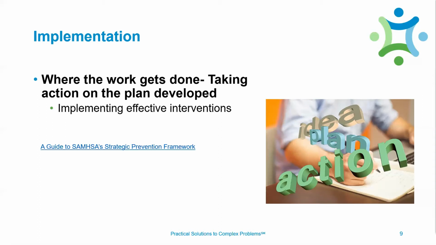Here, really, we're trying to implement effective interventions. So at the end of the day, in implementation, we need our coalition members to help us with this. We need our youth, we need our partners, we need everyone on board in this step to help us carry that ball, so to speak, towards the finish line, right? We want to make sure everyone who can be there is involved in helping us implement our plan and actions.